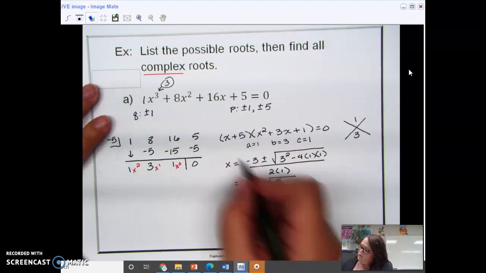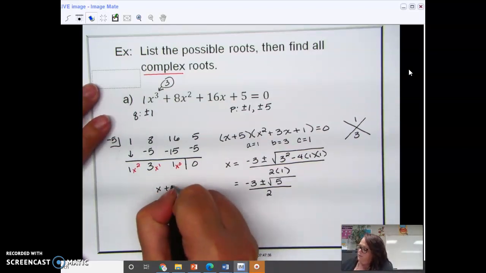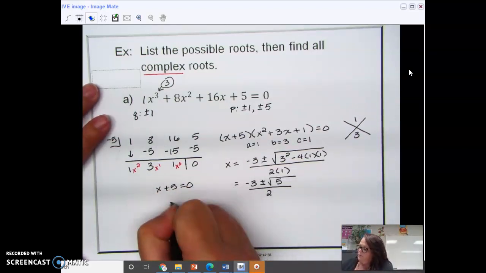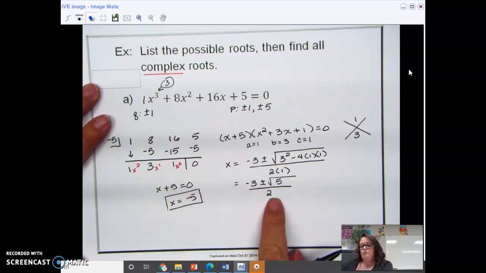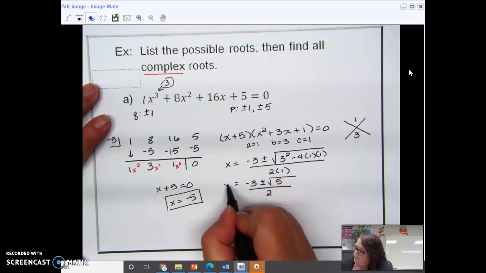So we've got the solution where x plus 5 is equal to 0, which gives me x is equal to negative 5. And then we have the 2 solutions that are irrational.